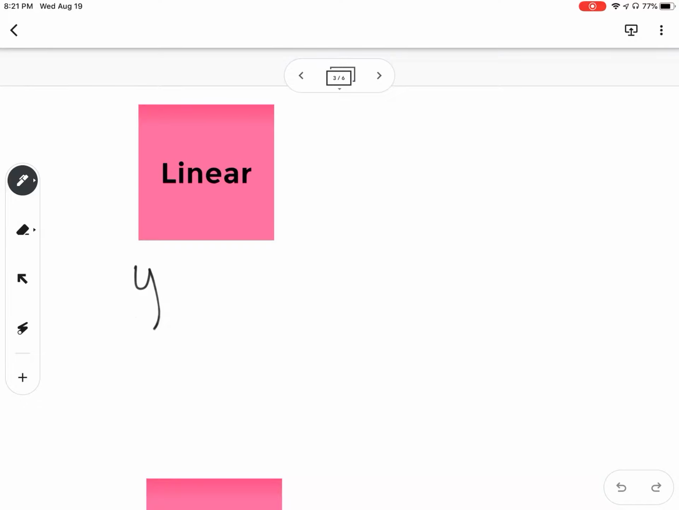Linear is y equals x, right? That's the most basic. You could add numbers in there. You could do y equals 2x minus 5 or something like that. But y equals x is the most basic.